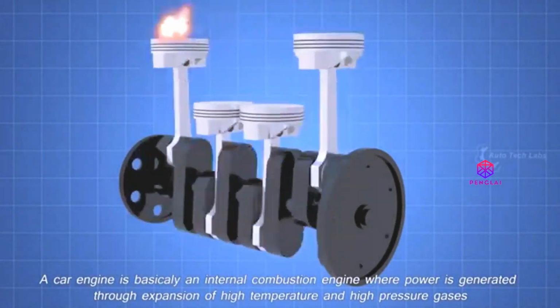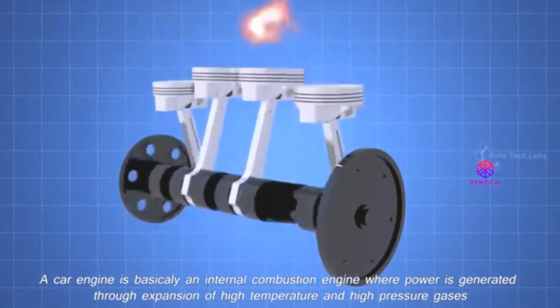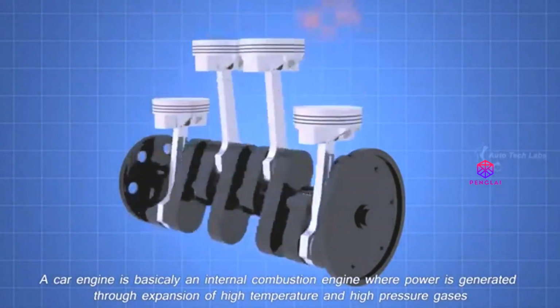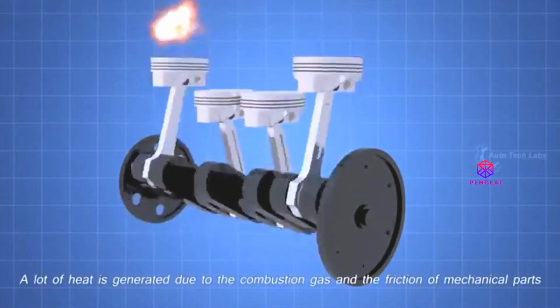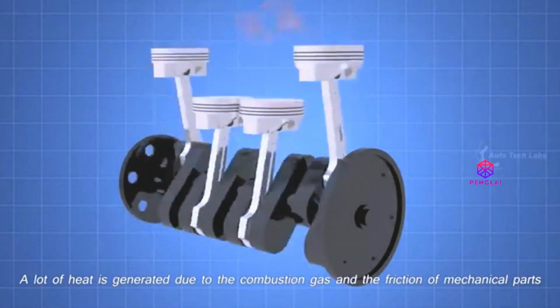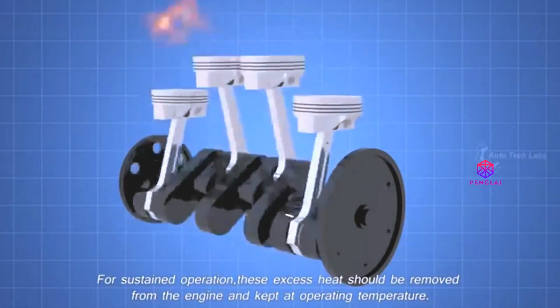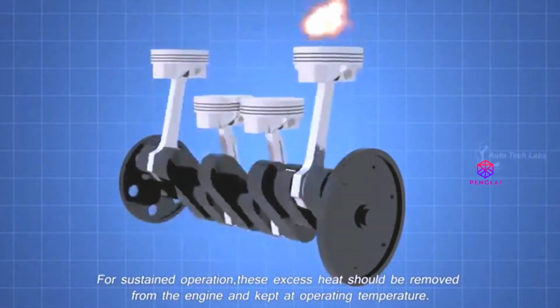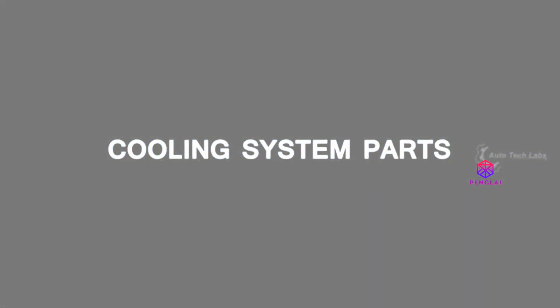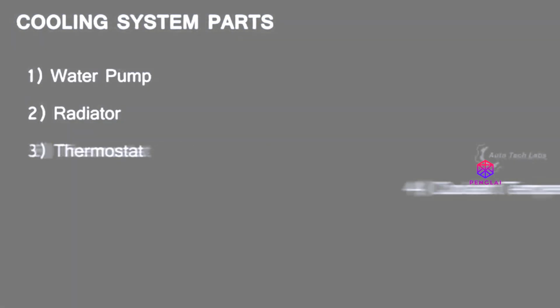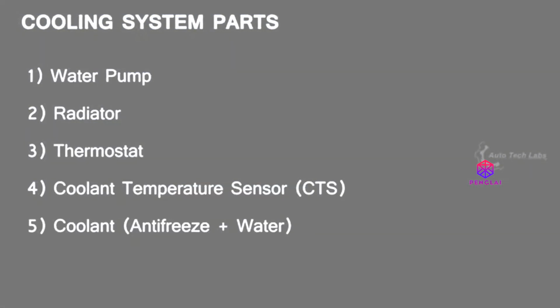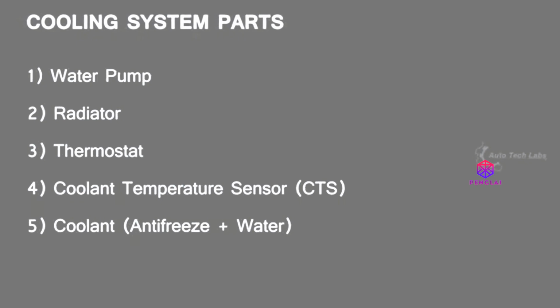A car engine is basically an internal combustion engine where power is generated through expansion of high temperature and high pressure gases. A lot of heat is generated due to the combustion gas and the friction of mechanical parts. For sustained operation, this excess heat should be removed from the engine and kept at operating temperature. Now let's see the parts involved in cooling the engine. The main parts for cooling the engine are water pump, radiator, thermostat, coolant temperature sensor, and coolant.